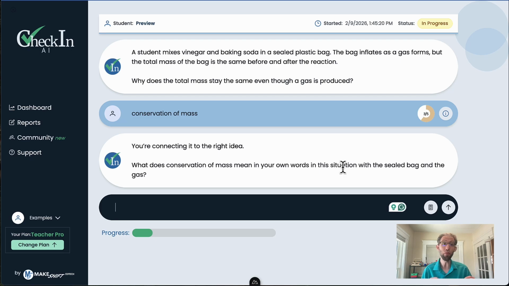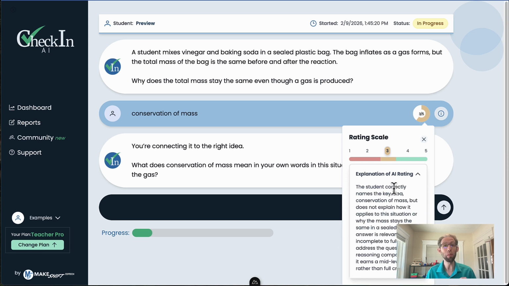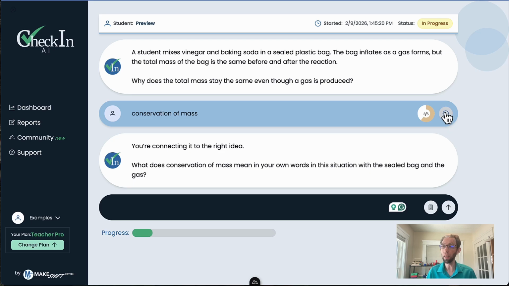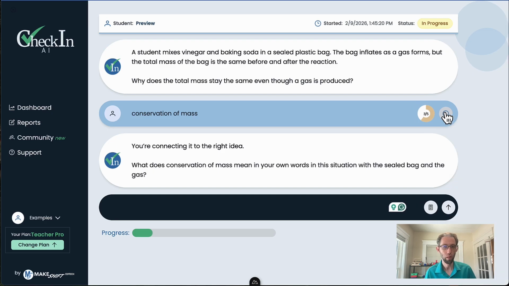Also, it provides feedback if you want. As a teacher, you can turn on and off how much feedback a student is given, but I have it turned on for this example. So it gives a rating, and if a student clicks on the rating, it gives them the scale, and if they expand here, it actually explains why it gave them that rating. If you click on this eye, it will give an example of a good answer. Now, as the teacher, you can show that to the students or hide it from the students.